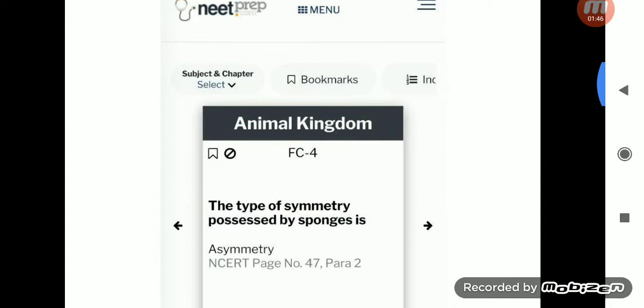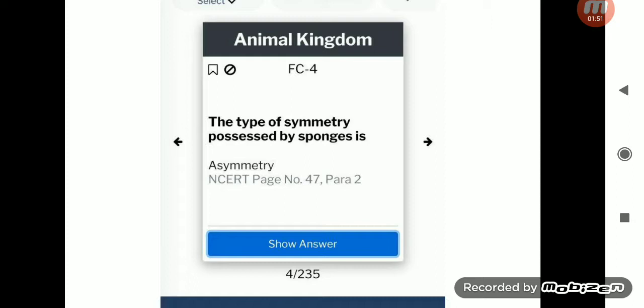The type of symmetry possessed by sponges is asymmetry. Sponges are asymmetric.